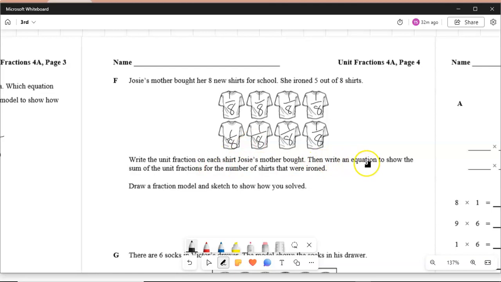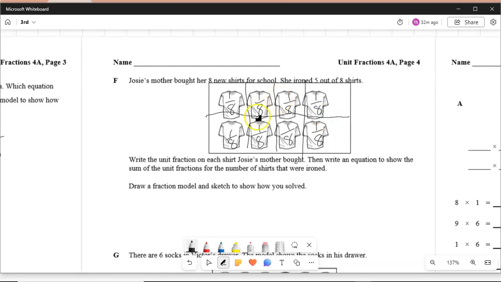Okay, and then it says, then write an equation to show the sum of the unit fractions for the number of shirts she ironed. And then down here it says, draw a fraction model and sketch how you solved it. Okay, I'm going to do the fraction model first. That makes sense to me. I'm basically going to take the shirts and draw a rectangle around them. I'm going to separate them to make something like a fraction model.